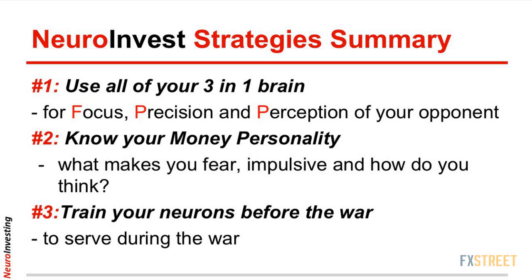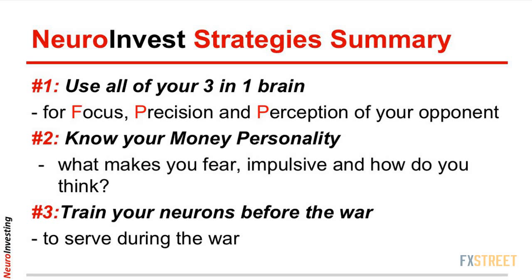And neuroinvest strategy number 2, know your own unique money personality. What makes you fear? What makes you impulsive? How do you think? What are your current neural pathways? Do you need to prune some, discard some, and redirect some to your new neural pathways?